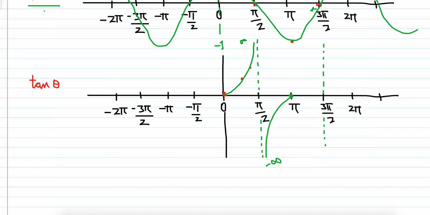Now we will plot some graphs of the trigonometric functions that we have studied so far. So first we will take sine. So this is our 0, 0 degree or 0 radians.